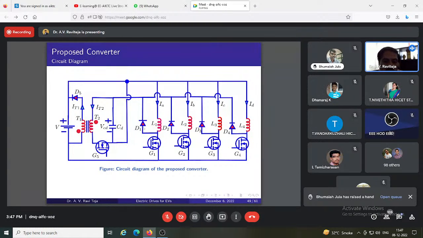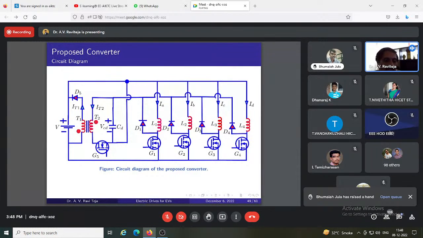And diodes also only 4 plus 1, 5. So 5 diodes, so N plus 1 diodes, whereas in the asymmetric converter you need double the number of phases, 4 phases, 8 diodes, 8 switches. Here 5 switches, 5 diodes. So component count is reduced here, so the cost will reduce automatically. And along with that, you need one flyback inductor and one capacitor. That is the configuration and connection diagram of the proposed converter.